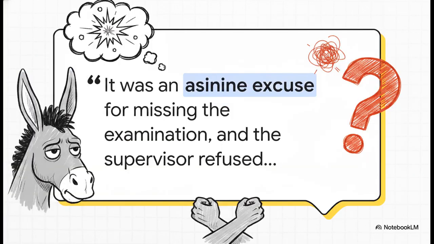You can literally feel the sheer stubbornness and absurdity in this literary example. The excuse given by the student is so ridiculously foolish, so stubbornly nonsensical, that the supervisor simply cannot accept it. It is, absolutely, an asinine excuse.